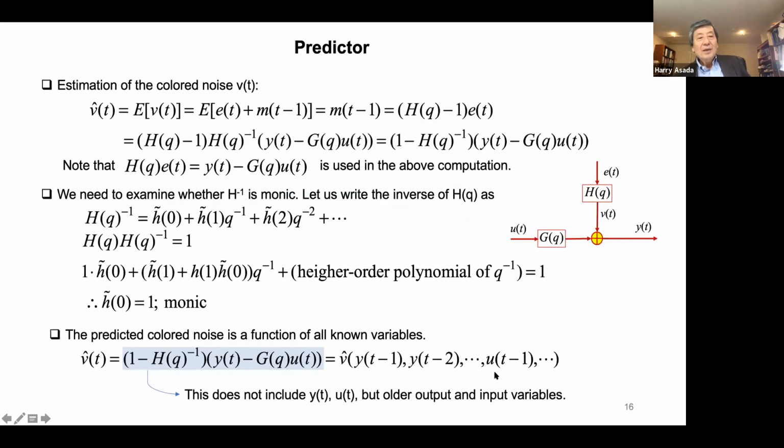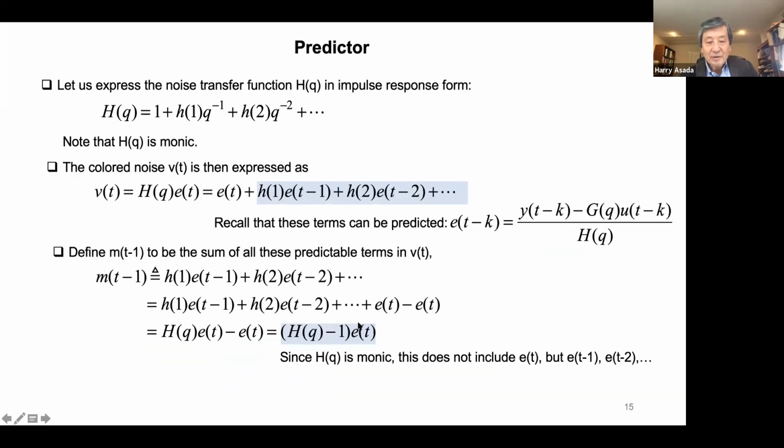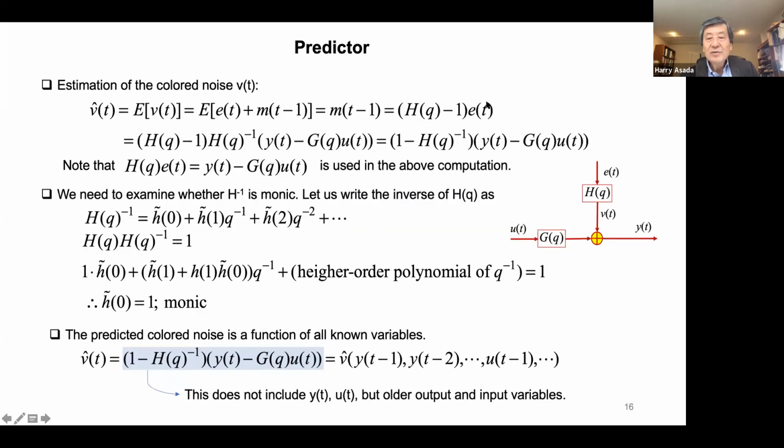So the estimation of the colored noise v(t) is something totally unpredictable plus something predictable. We can divide this into this part, which is the unpredictable part we give up, meaning 0, and this predictable part. This is the result we just obtained, (H(q) minus 1) times e(t), and that is what we can use over here.